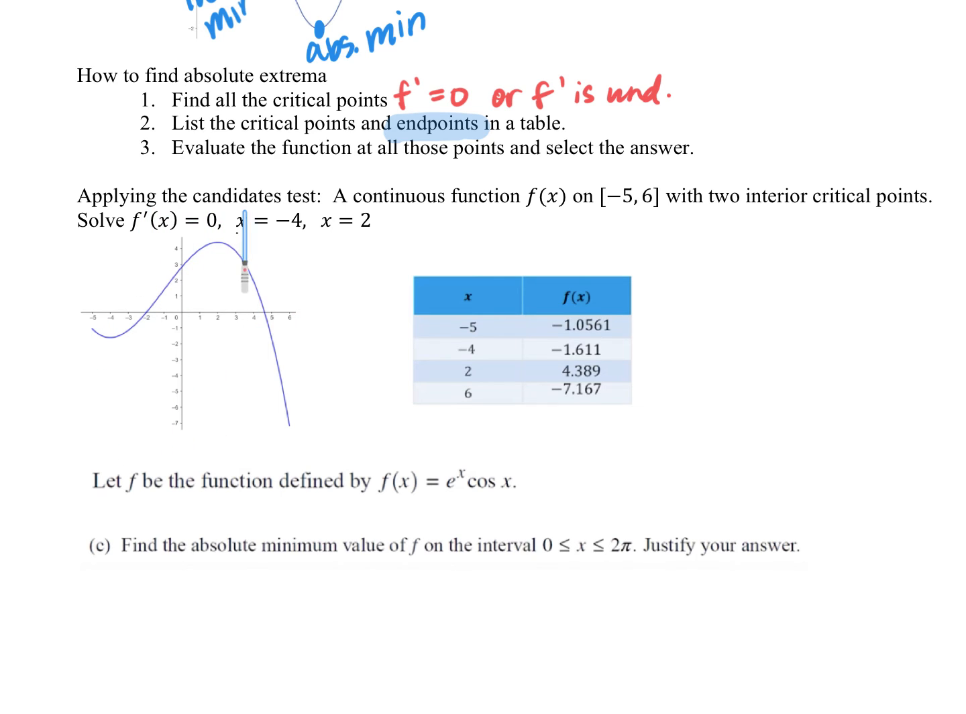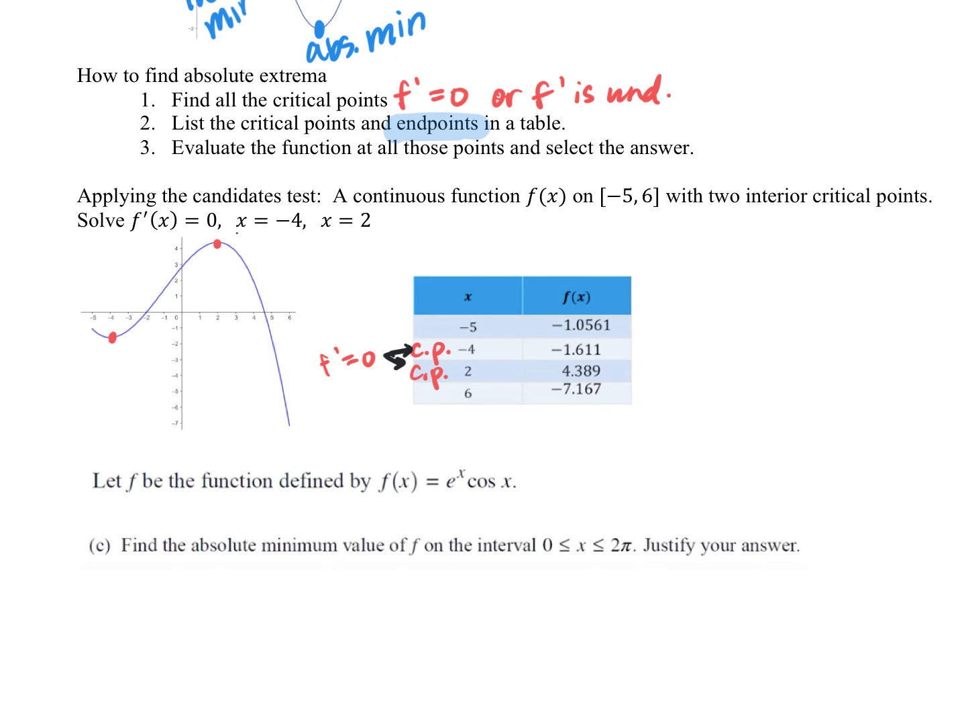They said applying the Candidates Test, a continuous function. They didn't even tell us what the function is, but they did say that there are two critical points. You agree my f prime would be 0 here and here. And they put those critical points right here. I'm going to put CP, critical point at -4, critical point at 2. Those are critical points. That was when my f prime equaled 0.